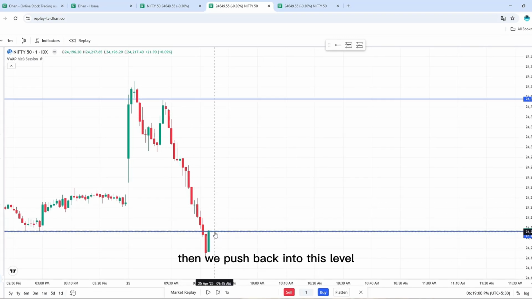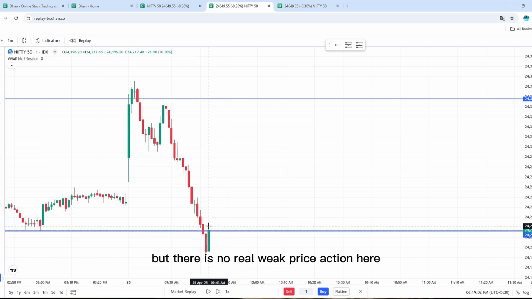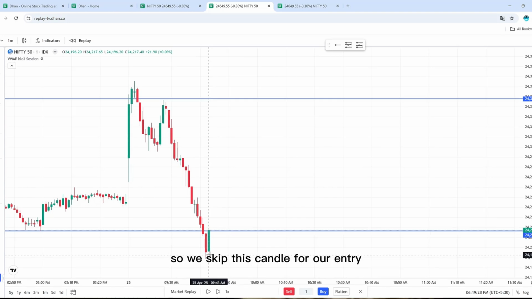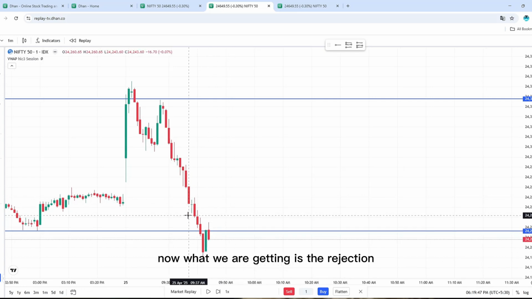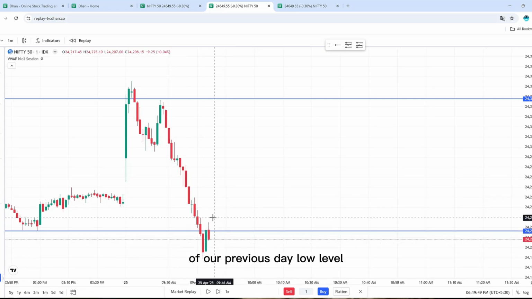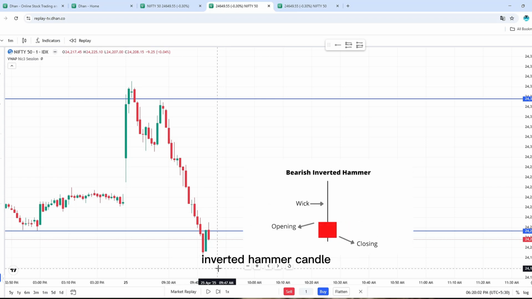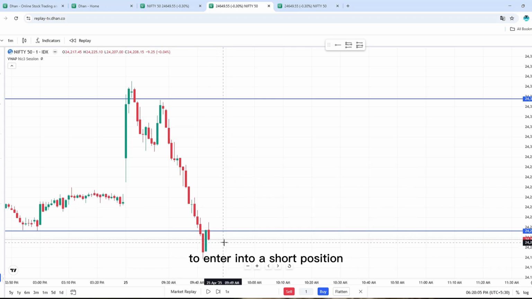Then we push back into this level, but there is no real weak price action here. This is a very strong bullish candle. So we are waiting until we get a rejection candle or weak price action there. So we skip this candle for our entry. Now what we are getting is the rejection of our previous day low level, and we are also getting a bearish inverted hammer candle. This is my favorite candle to enter a short position.